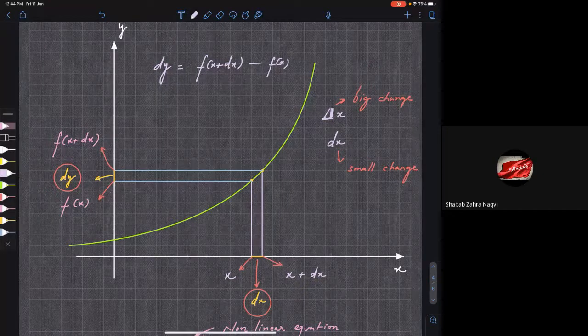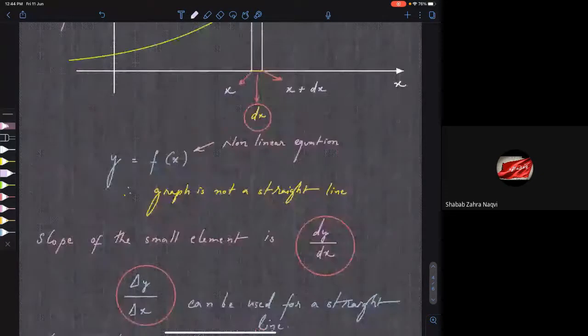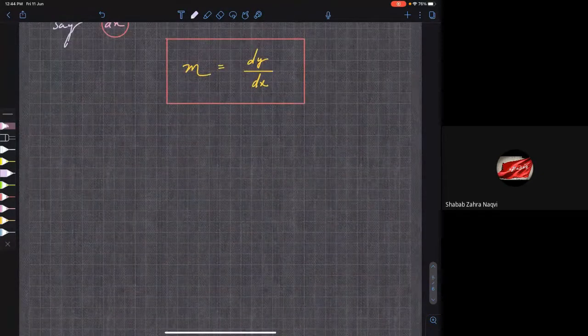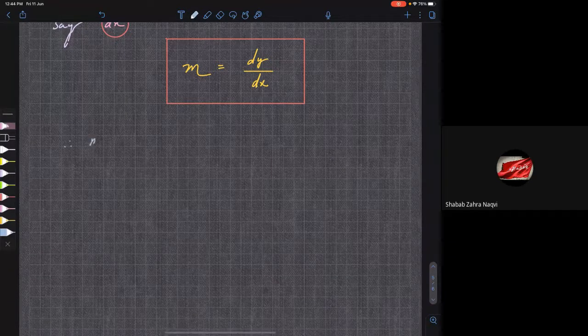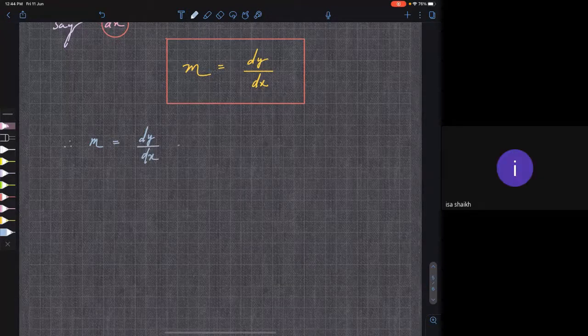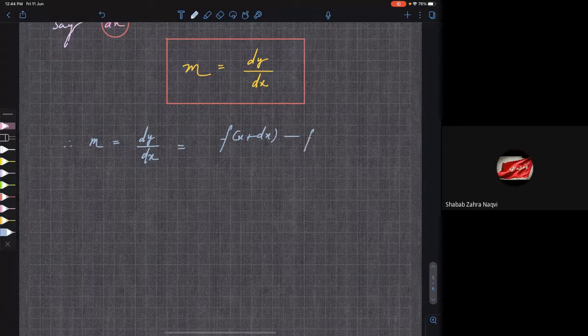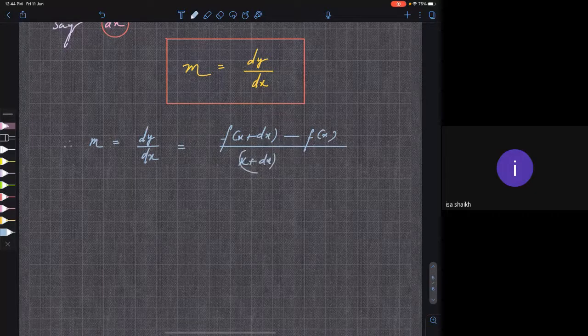And what is dx equal to? Obviously, it is x plus dx minus x, which is obviously dx only. So according to this, what is the formula for the slope? Therefore, slope is equal to dy by dx is equal to f of x plus dx minus f of x by x plus dx minus x. Very good.